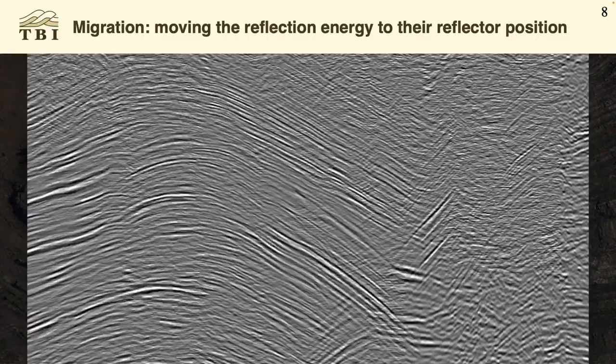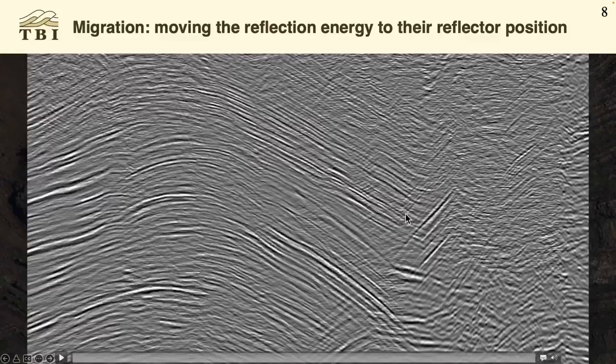Okay, so let's talk about migration. This is a similar stack section looking thing. We've got uncollapsed diffraction energy. Things are crossing each other. The whole thing doesn't look very geological.